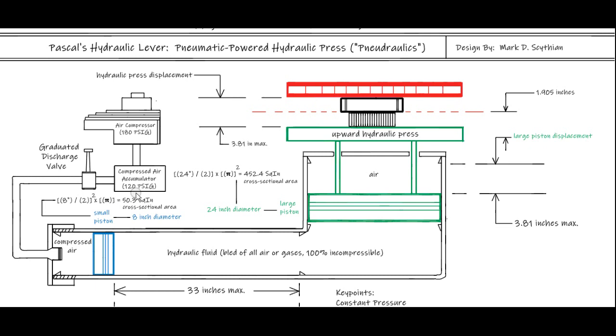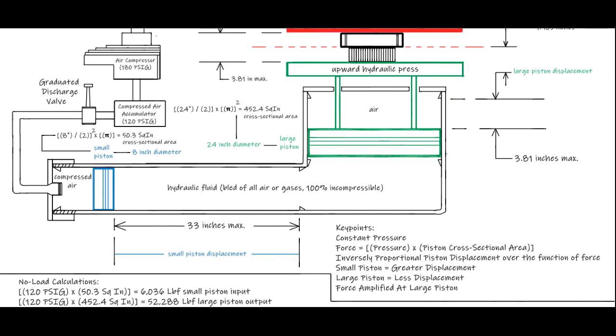So we're going to apply 120 psi as just a cycle test to see the maximum limitations of the device. So in that case, we compute 120 psi g times 50.3 square inches to yield 6,036 pounds force transmitted by the small piston in blue, remembering that the pressure transmitted across the liquid incompressible fluid or the hydraulic fluid is constant. So that means also 120 psi g gauge pressure is transmitted across the large piston, which has a 24-inch diameter.